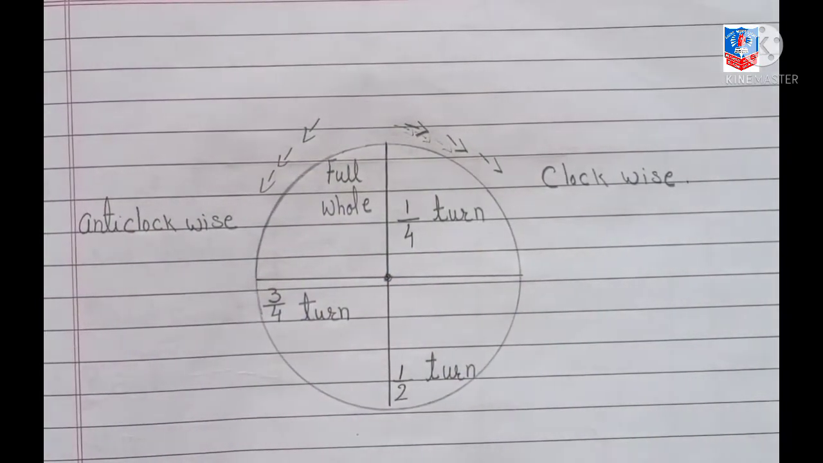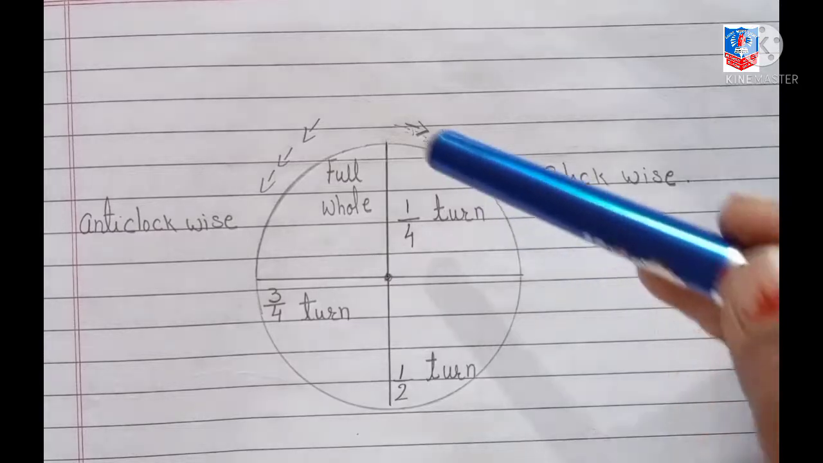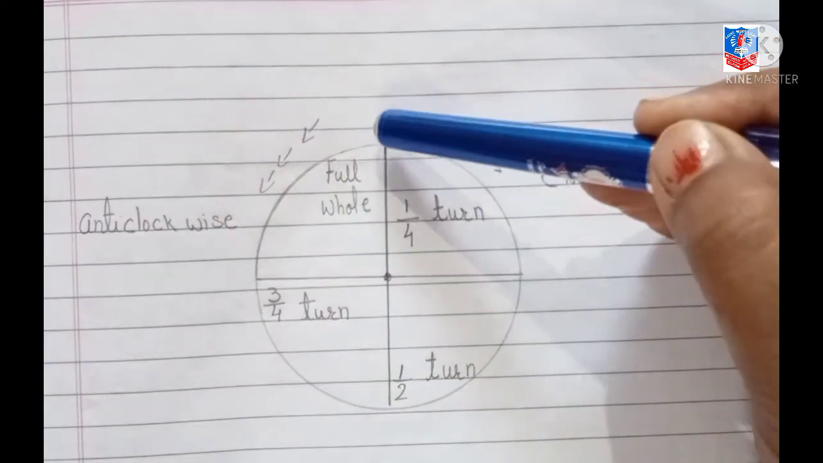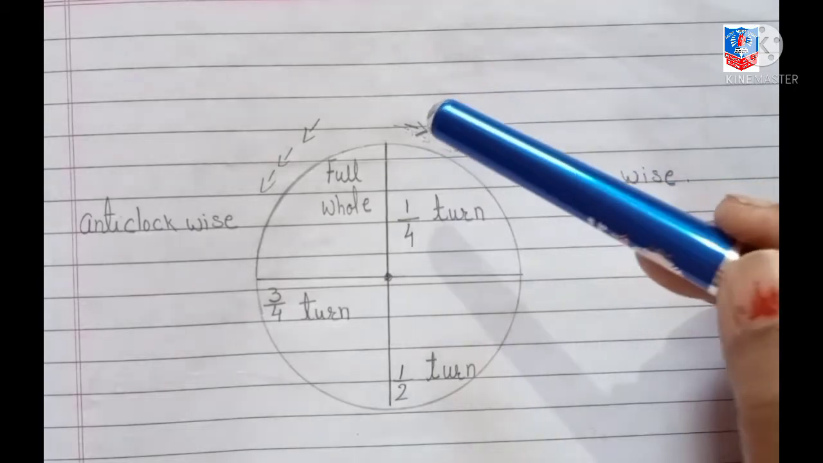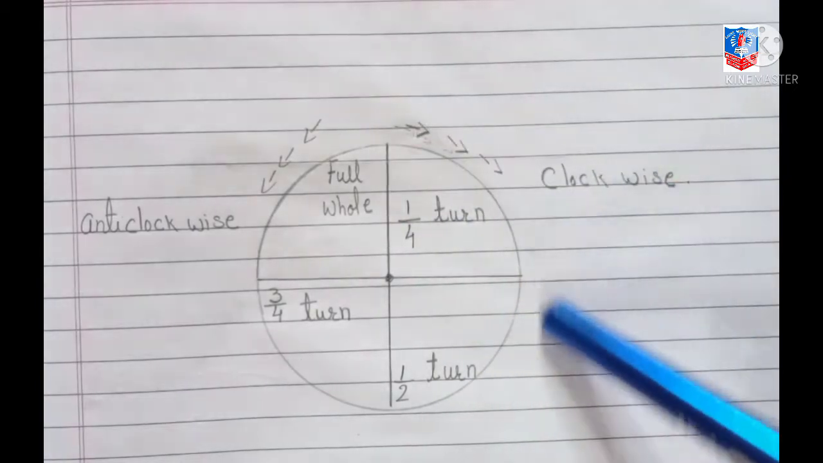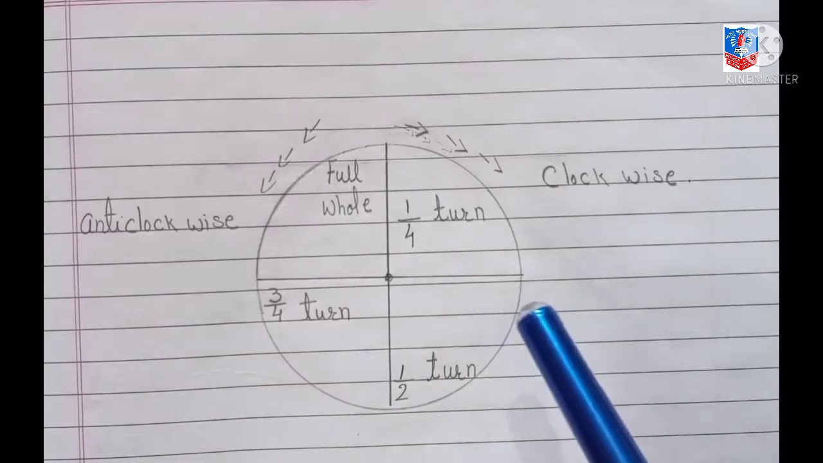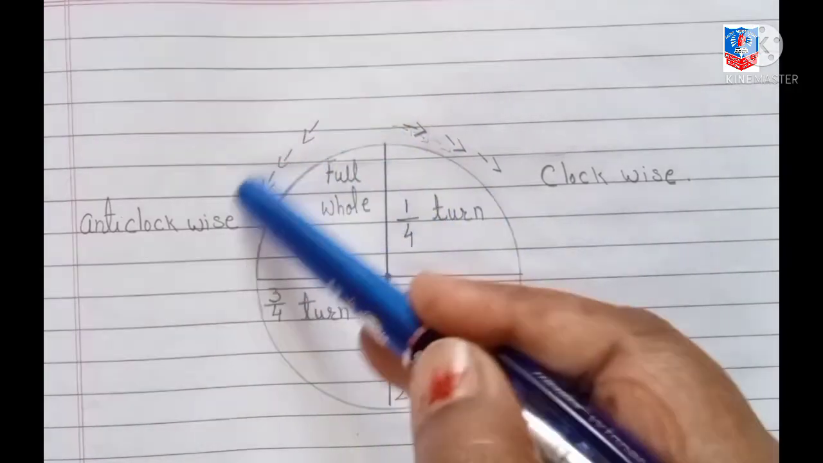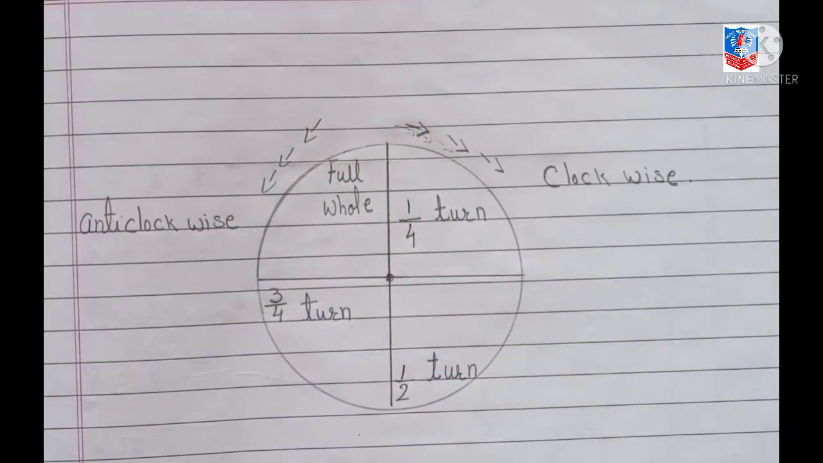Now see here, what is clockwise rotation and what is anti-clockwise rotation. When I rotate anything this way, that is a clockwise turn. And when you rotate a thing this way, that is an anti-clockwise rotation. Understood?